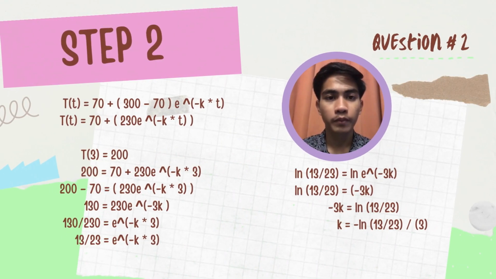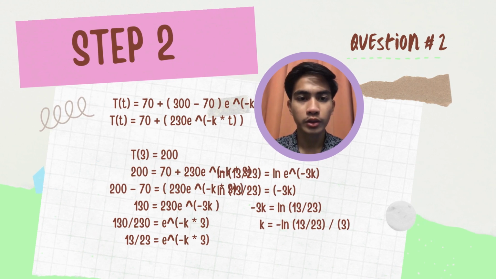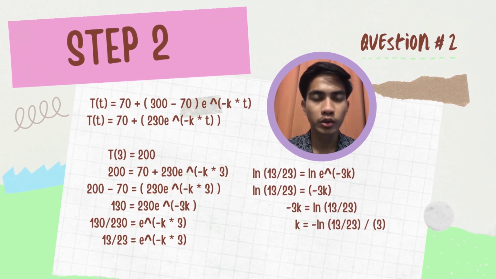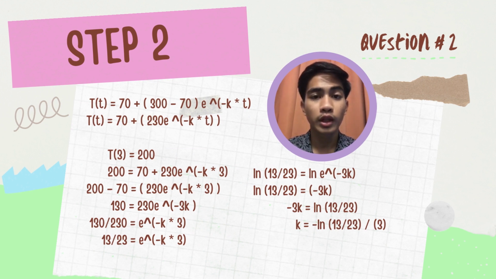For the second step, we need to find the value of k. We simply enter the information given from the statement into the formula. So, we get the value of k is negative ln of 30 over 23 divided by 3.